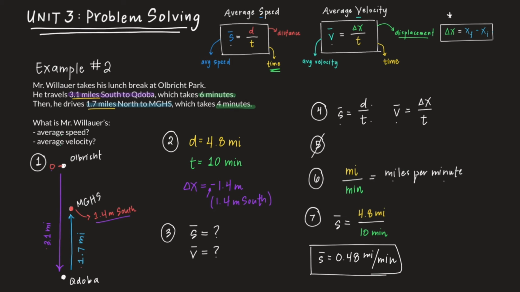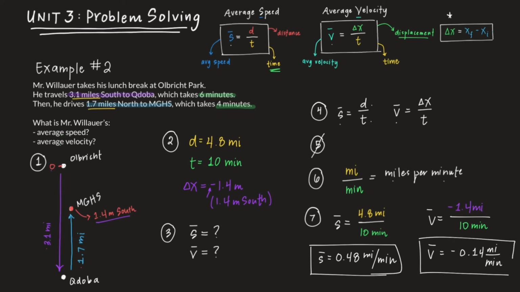Okay? But now it's time to calculate average velocity. So if I want to calculate average velocity, well, I'm going to take my displacement, which was negative 1.4 miles, because he ended 1.4 miles below where he started. And I'm dividing again by the total time of his journey, which was 10 minutes. Oops, I forgot my average bar there. So my average velocity, again, is negative 0.14 miles per minute. So again, remember this negative tells us that it's in the negative direction.